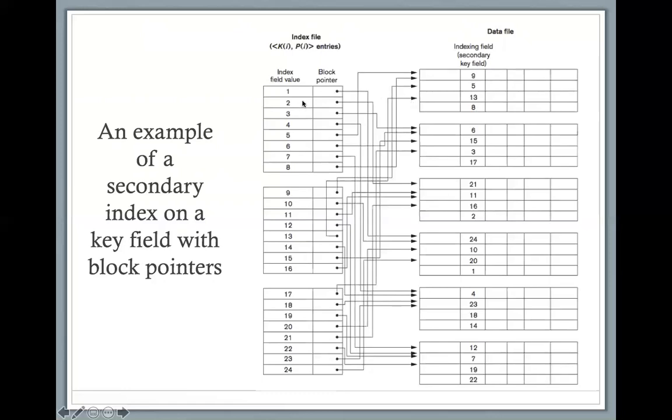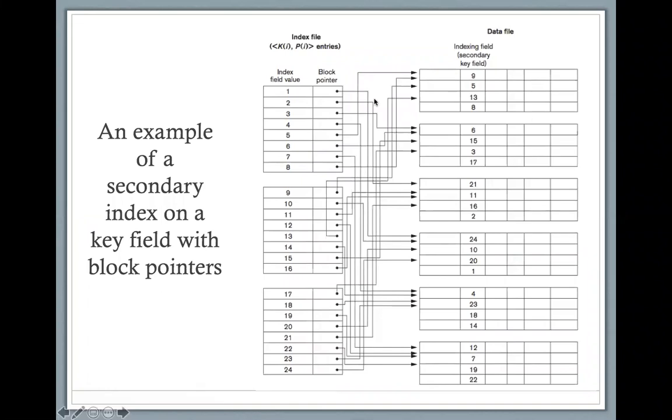So 1, what is the block that contains 1? It's this pointer, right? If I follow this pointer, it points to this. 2, it's this, right? The pointer that points here, and so on. So every entry here will just have a block pointer that points to the block that contains the record with this value. That's all I have. Okay, so it's very simple.